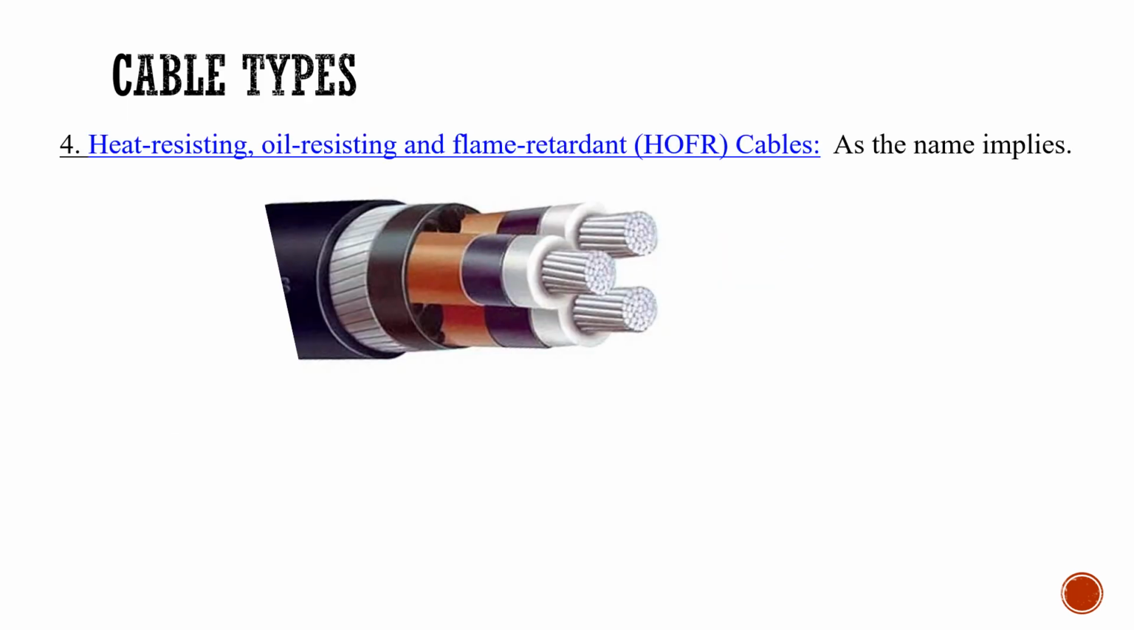The fourth type of cable in terms of insulation is the heat resisting, oil resisting, and flame retardant cables, which is HOFR. As the name implies, this kind of cable withstands a very high amount of heat. It can withstand oil. You must have noticed that when you put oil in plastic, after some time the plastic will get spoiled. But this kind of insulation can withstand oil, can withstand flame, and it is used in a place where you expect rugged conditions.